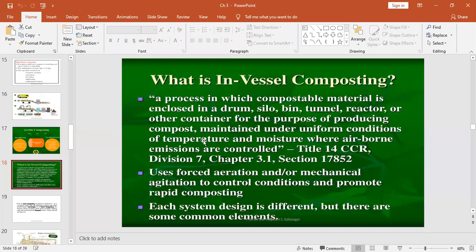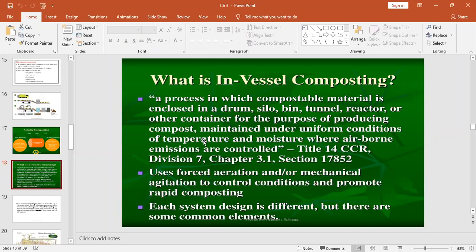It is a process in which compostable material is enclosed in a drum, silo, bin, tunnel, or reactor or other container for the purpose of producing compost, maintained under uniform conditions of temperature and moisture, where airborne emissions are controlled. So this is the biggest advantage of this vessel composting.